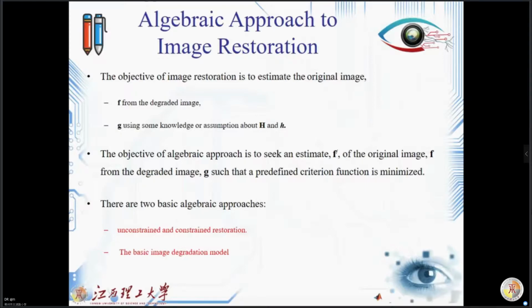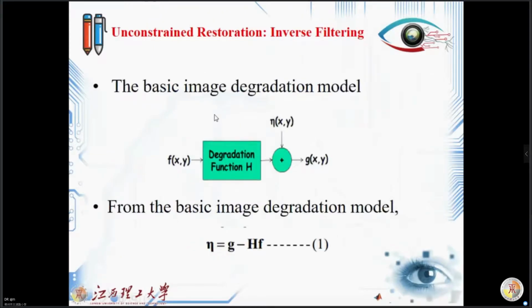Based on this, we can have two basic algebraic approaches: unconstrained and constrained restoration. Then the new concept of unconstrained restoration will come into the picture, in which, as you remember, the basic image degradation model was this plot: f(x,y), degradation, eta(x,y), and g(x,y).